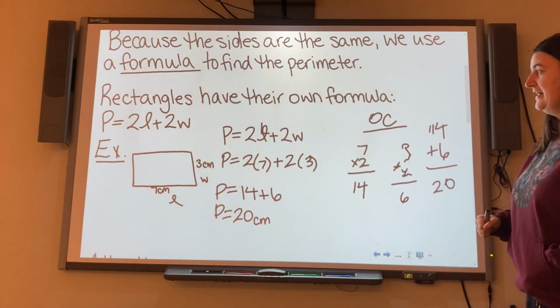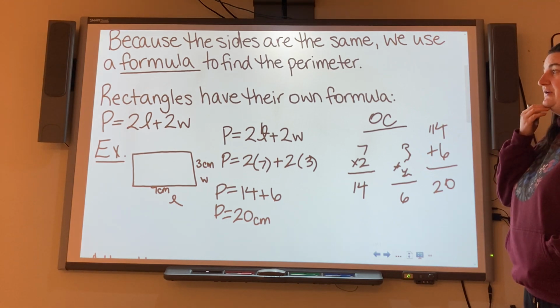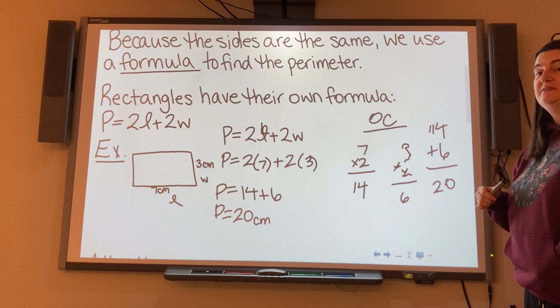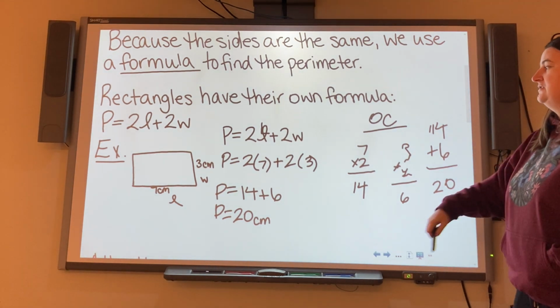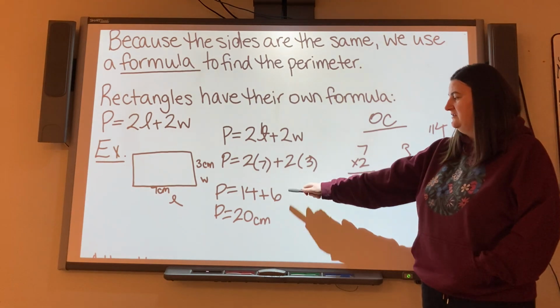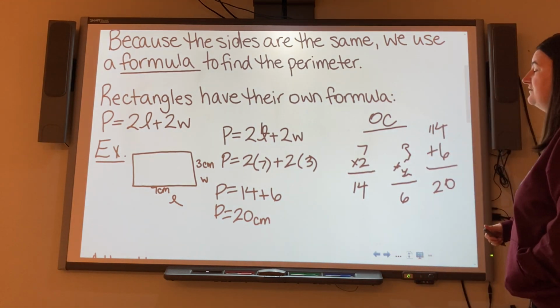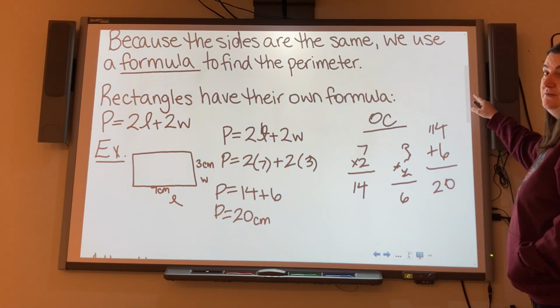All right, so that's how you use the rectangle formula. P equals 2L plus 2W. The perimeter equals 2 times the length plus 2 times the width. You do your times first, then you do your plus, then you've got your answer. Make sure you've got all of this written down before you move on, so pause the video if you need to.